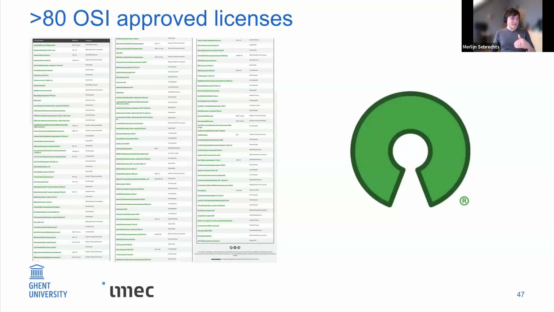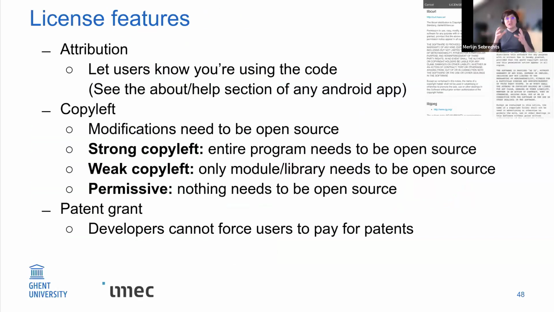There are more than 80 OSI approved open source licenses. So it's a very, very large spectrum of licenses out there. But each license can be interpreted based on 3 features. The first feature of the license is attribution. Attribution is a feature of a license that explains that people who use this open source software have to let their users know that they're using the open source software.